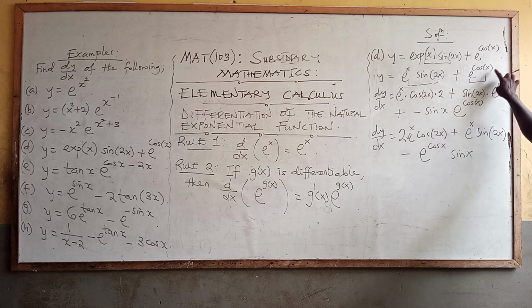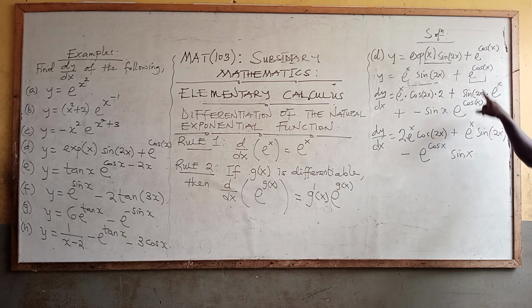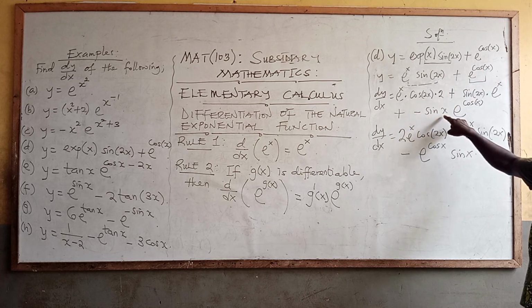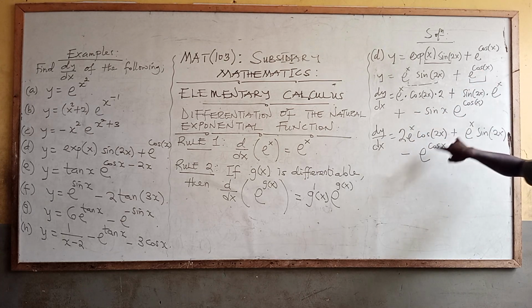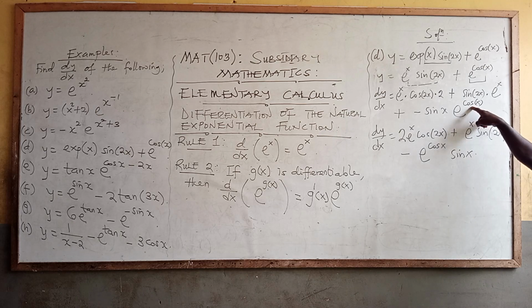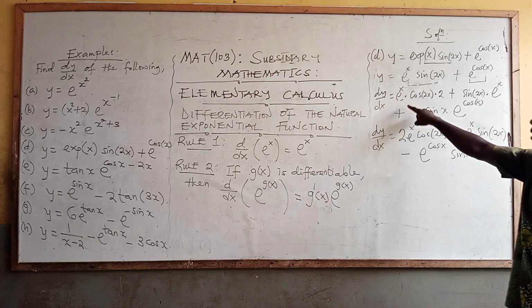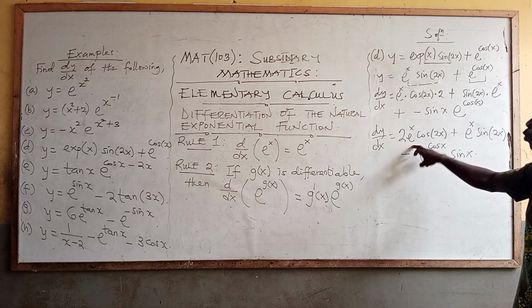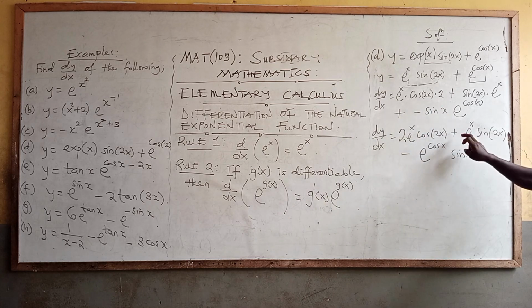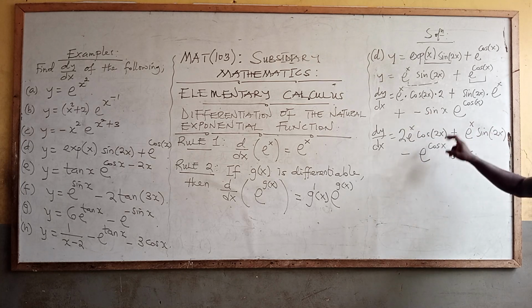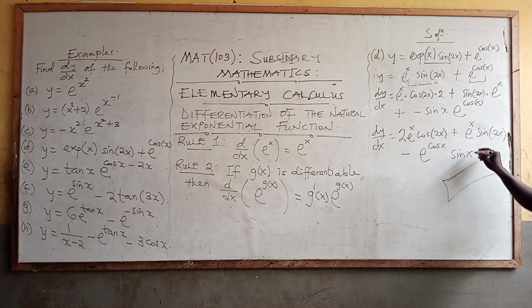So now, if you want to differentiate e to the power cos x, what do you have to do? Differentiate the exponent, then multiply it by what? The exponential. So when I differentiate cos x, I get negative sine x. Then I re-multiply it by e to the power what? Cos x. So now I can write it as 2 multiplies that, so I get 2 e to the x cos 2x plus, I get my e to the x sine 2x minus e to the cos x sine x, which is very simple and very, very trivial as well.